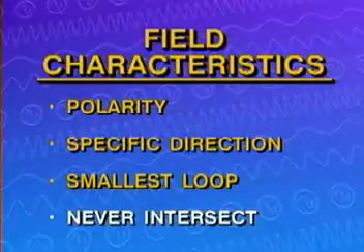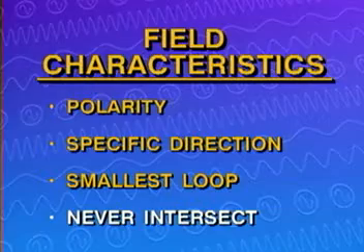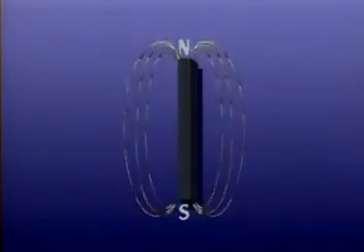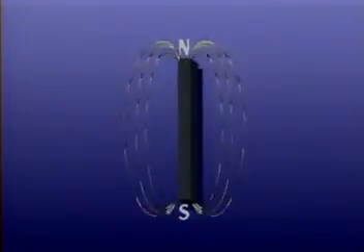A final characteristic is that magnetic lines of force never intersect. The lines of force will always run parallel. These are important characteristics of magnetic fields because they affect how alternating current is generated and utilized. Be sure to keep them in mind.